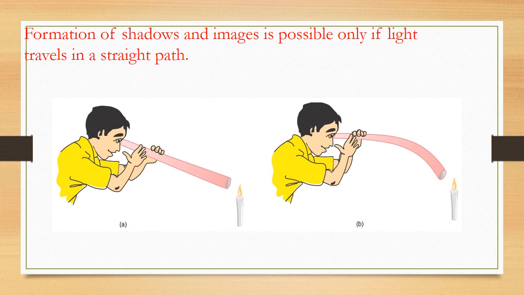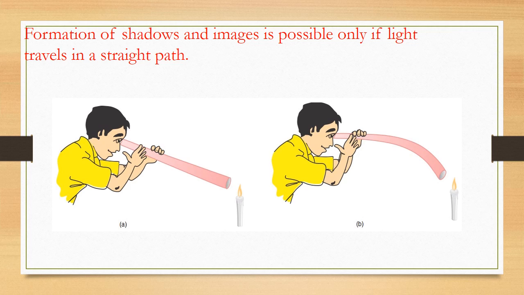Is it possible if you take two pipes and you bend one pipe? Look at picture A and B. In picture A, you can see that the boy is looking through a pipe pointed towards the candle. The pipe is a straight one. And in picture B, the boy is looking through a pipe which is curved. So in which case can he look at the candle clearly, if the pipe is straight or if the pipe is curved?